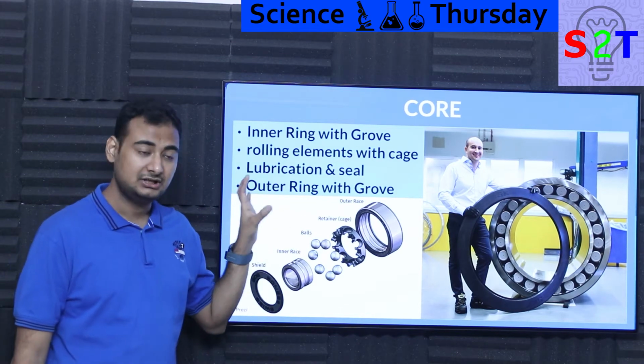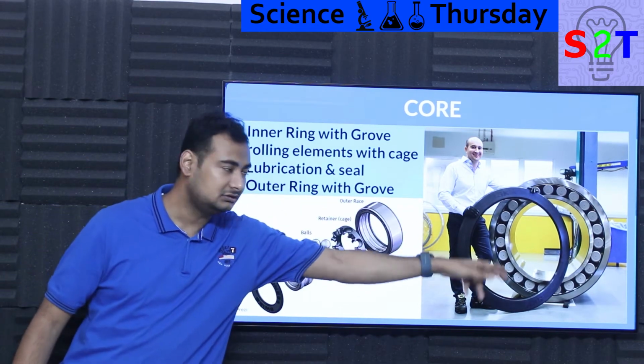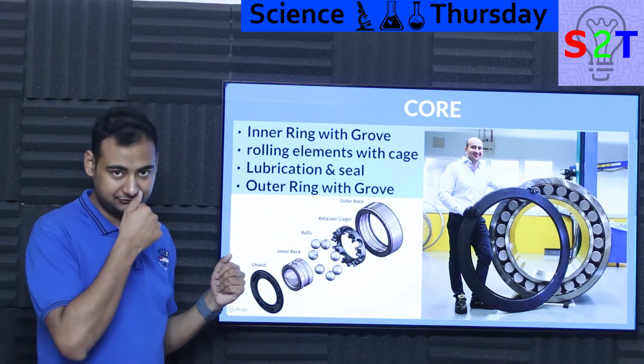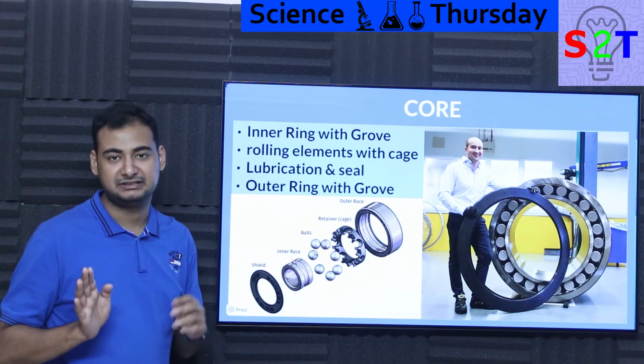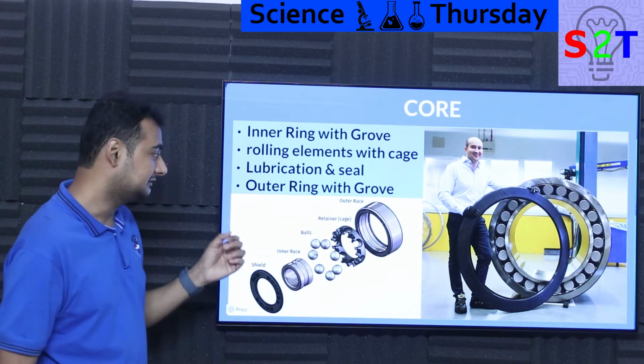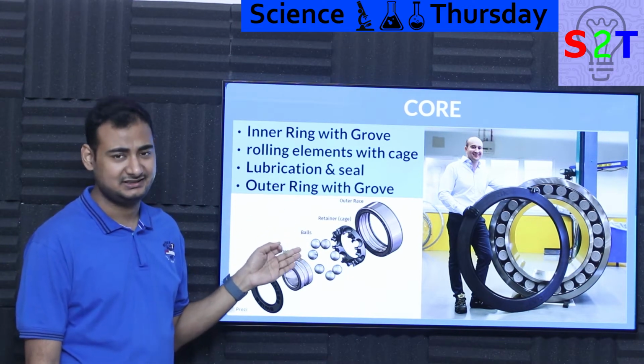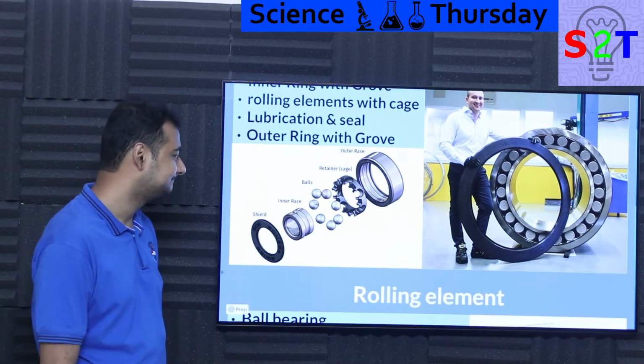Then we have the outer ring, which is the stator part. It attaches to your hull or whatever have you, basically things that are not moving. So these are the four core elements. You do not need more than this. This is always what you need. And the primary friction comes from sealing, which is very difficult on bearings.